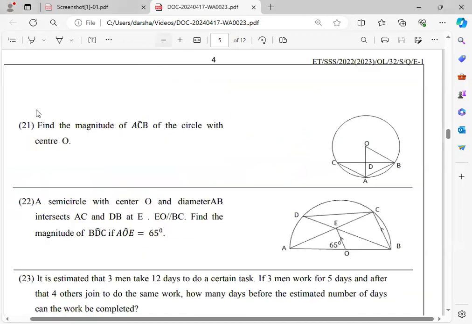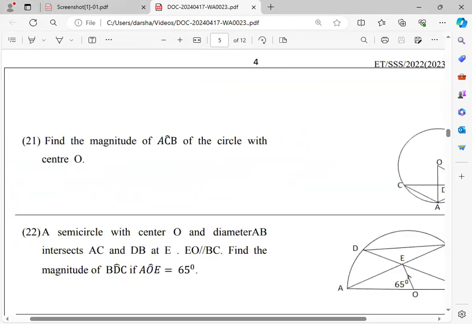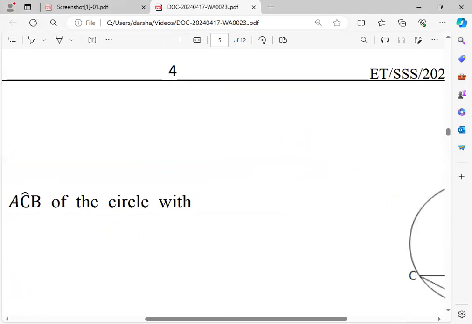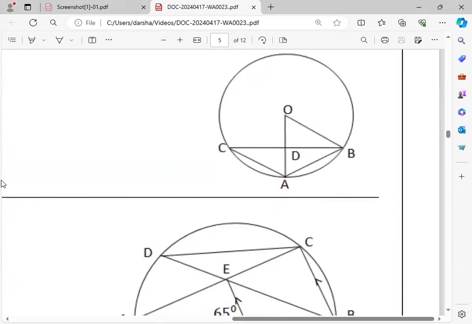First of all, in this question, you see, find the magnitude of ACB of the circle with center O. The center of the circle is O. If you take this particular diagram, the center is O, no? So all these lengths are equal, isn't it? This OB length, then this OA length, and this AB.